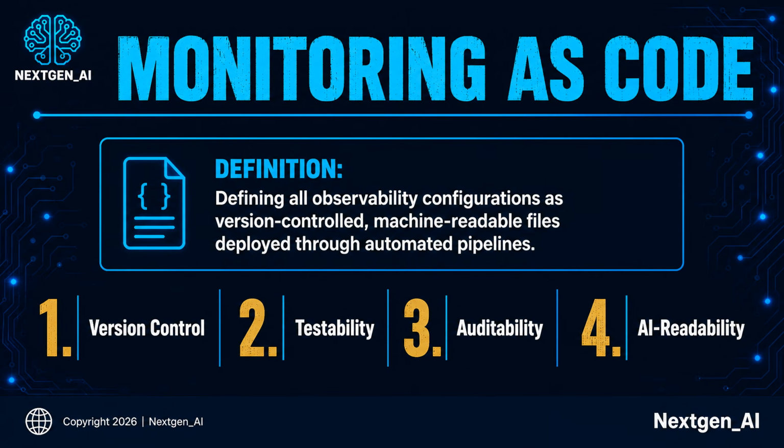When your alerts are defined as code, they become version-controlled, auditable, and easily deployable across multiple environments using standard CI/CD pipelines. Monitoring as code ensures that your observability posture is deterministic and reproducible, eliminating the configuration drift and human error inherent in manual UI management.